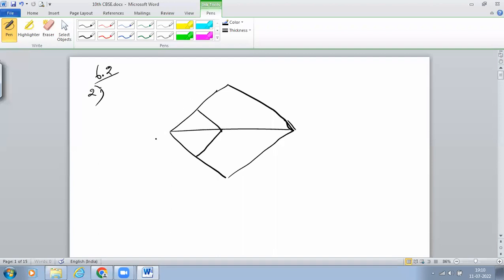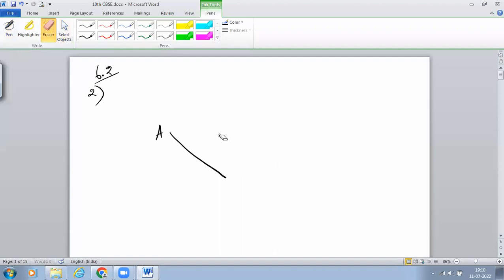Sir, that diagram is for question number 3. Okay, sorry, ma'am. One second. That is for question number 3, right? Very good. So for question number 2, there is no diagram. No need actually. Even if you have drawn the diagram, no problem. We can have the diagram for question number 3.